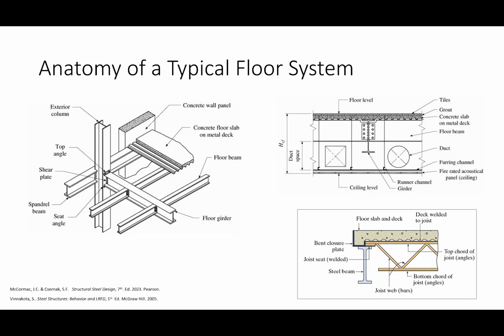Remember how I said that one of the things that we have to work around is architectural constraints? So let's take a look at this image here on the top right, okay? This image would be if I took a samurai sword or lightsaber through the floor system. And so what do I see here? I see the drop ceiling right here. And so I see some duct work. I see the floor beam. And then I see the deck pan and the concrete, right?